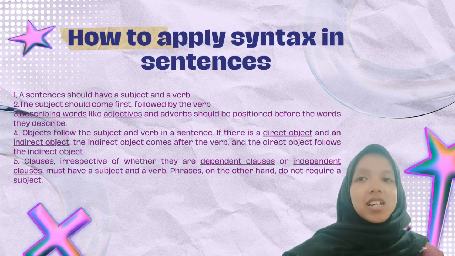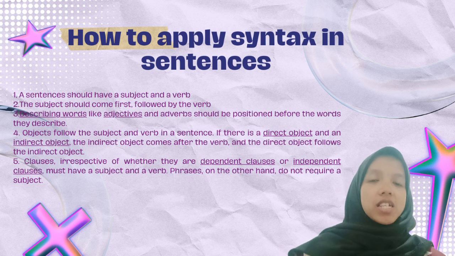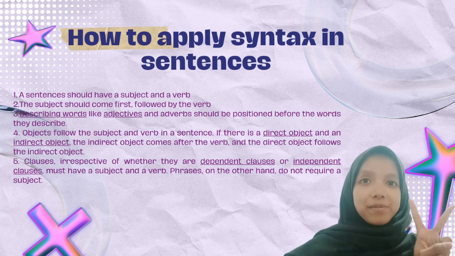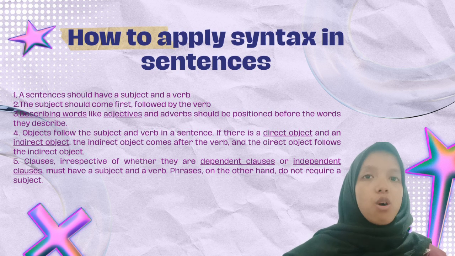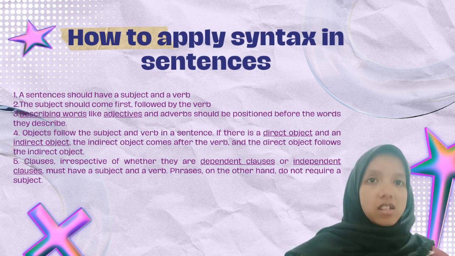The first, a sentence should have a subject and verb. Second, the subject should come first, followed by the verb. Third, describing words like adjectives and adverbs should be positioned before the words they describe. Fourth, objects follow the subject and verb in a sentence.